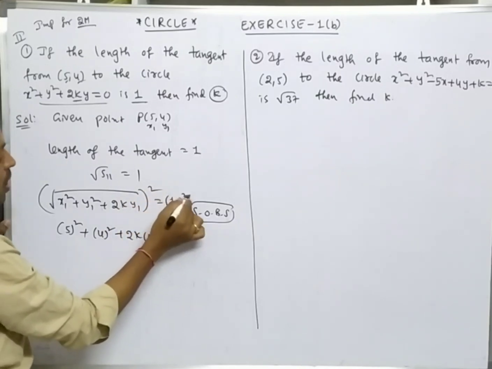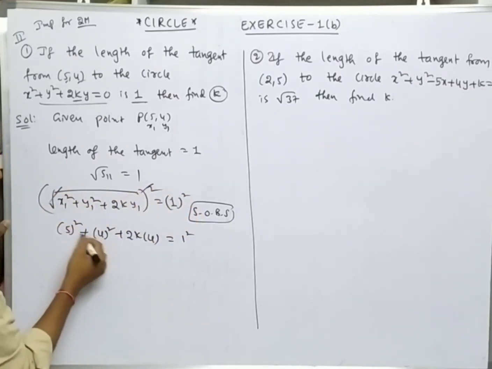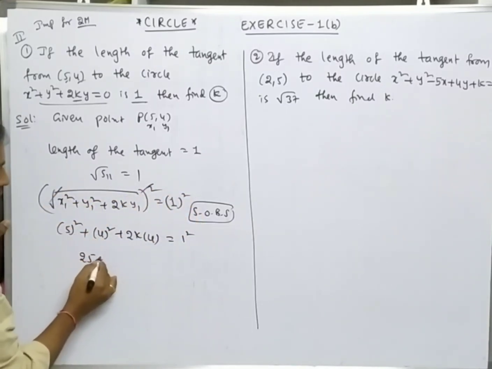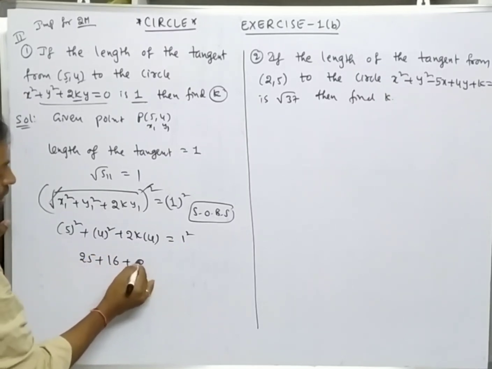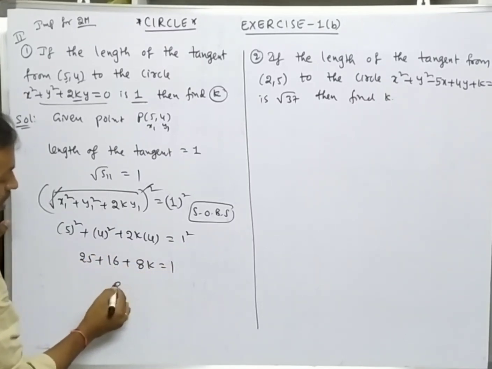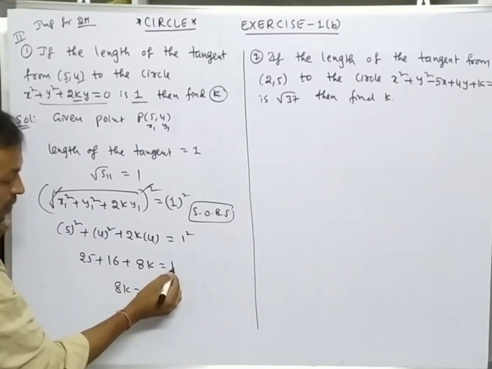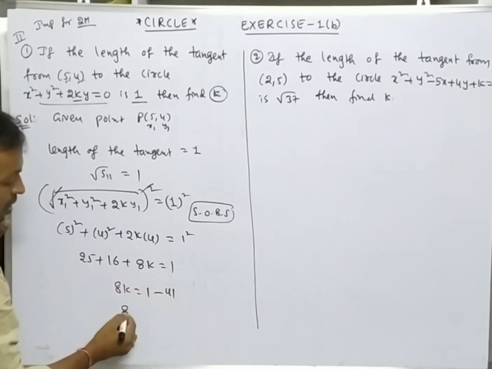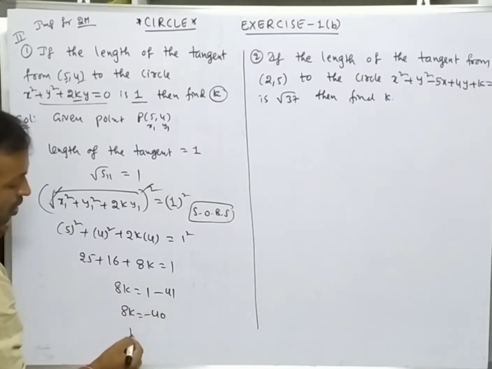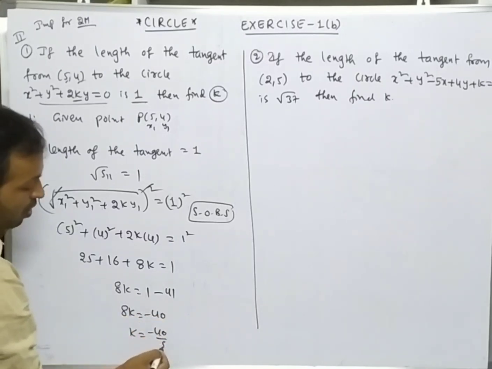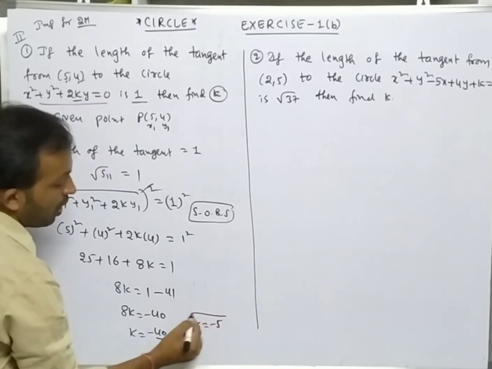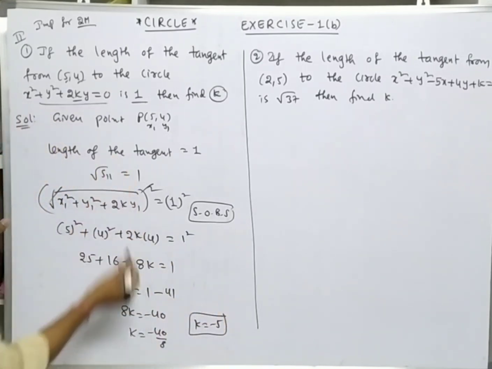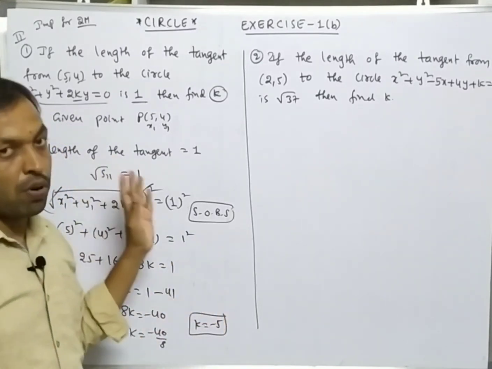Squaring on both sides, the square root gets cancelled. Then 5 square 25, 4 square 16, 8k is equal to 1. 8k is equal to 1 minus 16 minus 25, that is minus 41 plus 1, so minus 40. So 8k is equal to minus 40, k is equal to minus 40 by 8, then the value of k is minus 5. So this is the solution, important for 2 marks.